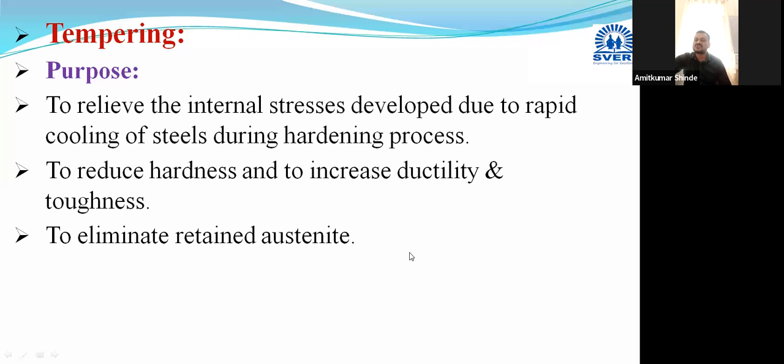If this retained austenite is in a higher quantity, then it decreases the hardness of the component. It means the mechanical properties of that component will become inferior. Hence, the elimination of this retained austenite is very important, and this can be done by conducting the tempering heat treatment process. Now, next we will move to how to conduct this tempering.